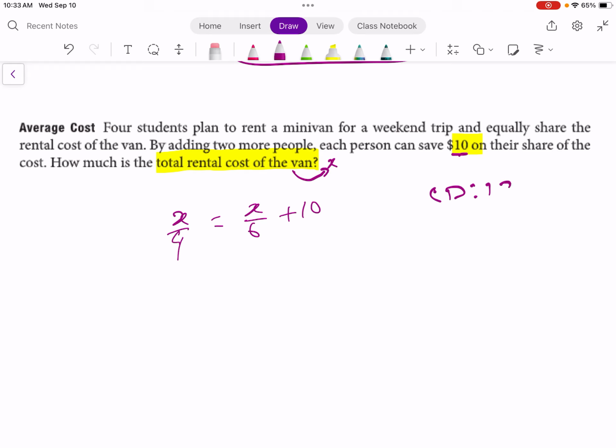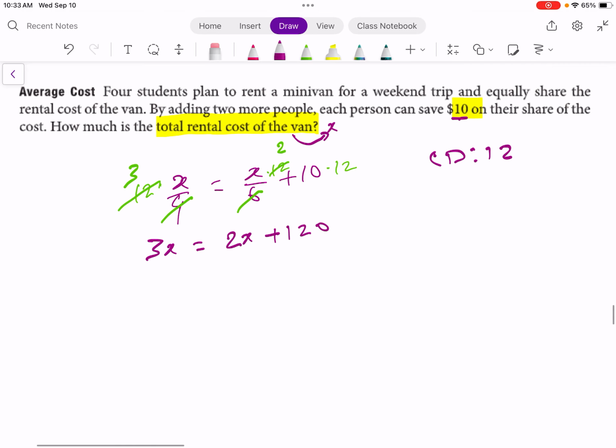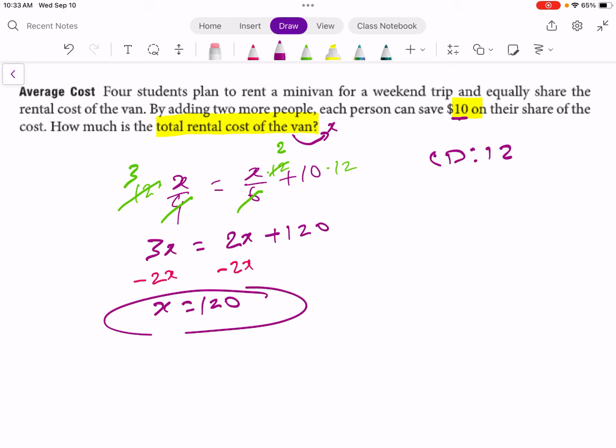Now we multiply each expression by 12. Multiply 12, multiply 12, multiply 12. So 12 divided by 4 is 3, 12 divided by 6 is 2. So we have 3x equals 2x plus 120. This is a linear equation. You subtract 2x on both sides. We have x equals 120. So 120 is the total cost of the van.